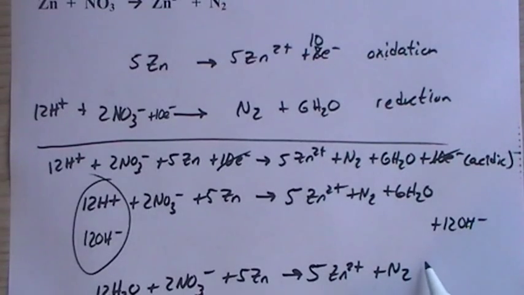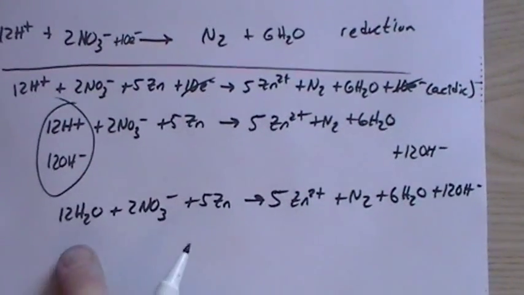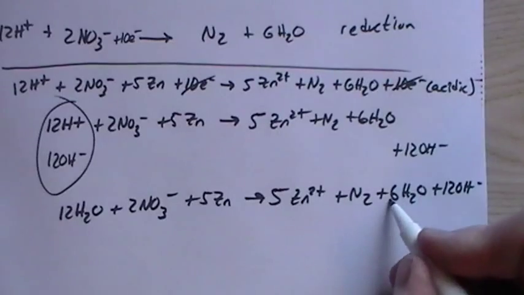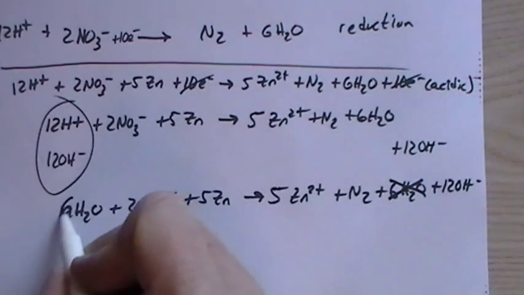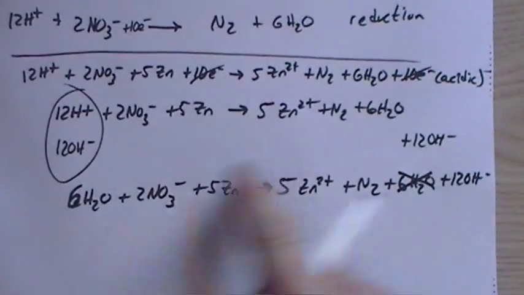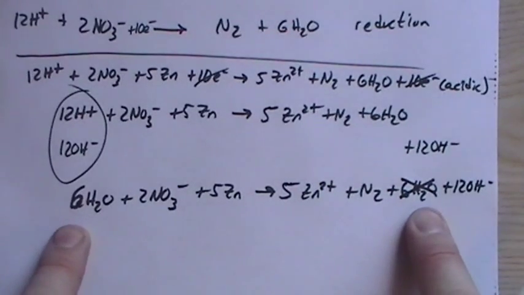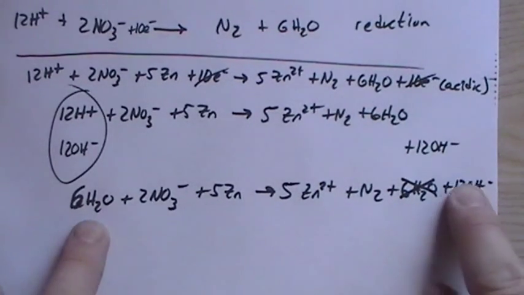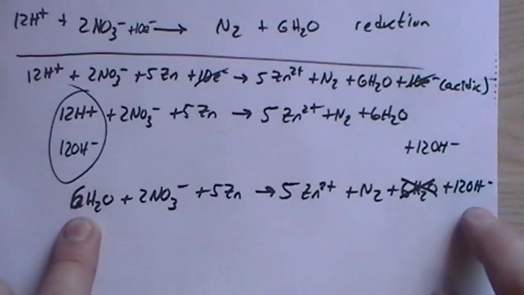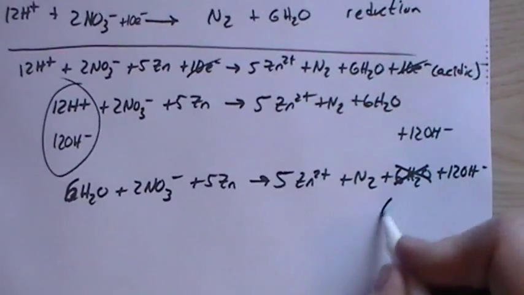And then we have 6 waters and 12 OH minus. Now notice that we have 12 waters here, 6 here, so get rid of 6 here, and this becomes a 6. So they didn't completely balance because they weren't the same number. So if we get rid of 6 waters on this side, we get rid of 6 waters on this side. So we had 12, so we're down to 6, and this would be basic.